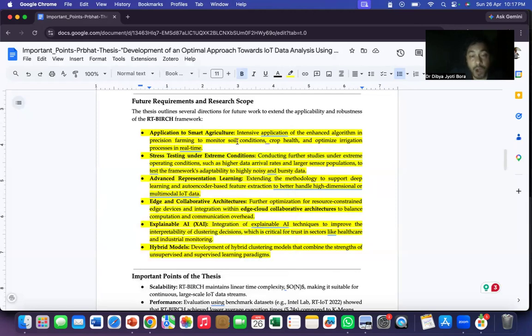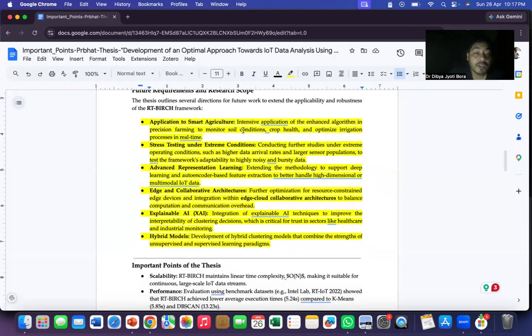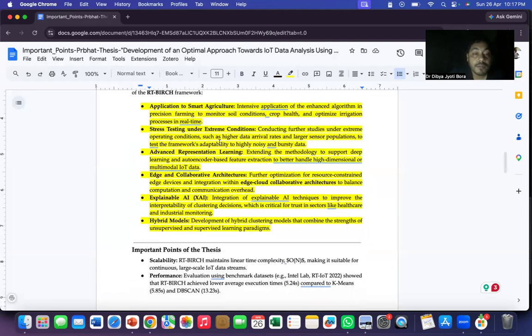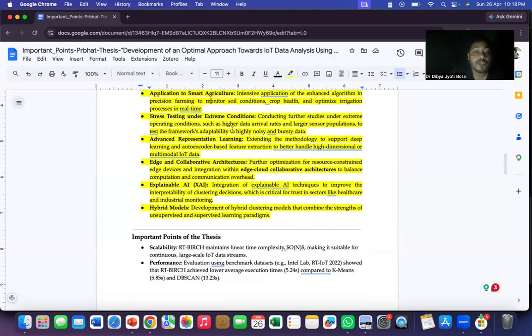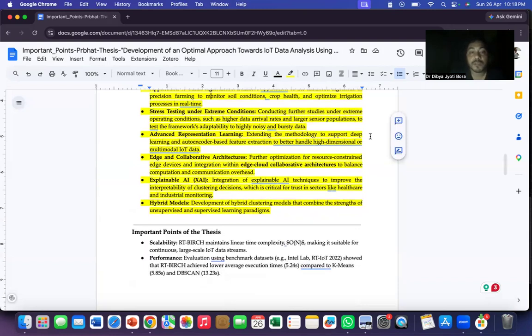First, application to smart agriculture. This work we are already doing some part. Intensive application of the enhanced algorithm in precision farming to monitor soil conditions, crop health, and optimize irrigation process in real time. Then stress testing under extreme conditions, conducting further studies under extreme operating conditions such as higher data arrival rate and larger sensor populations to test the framework's adaptability to highly noisy and bursty data.